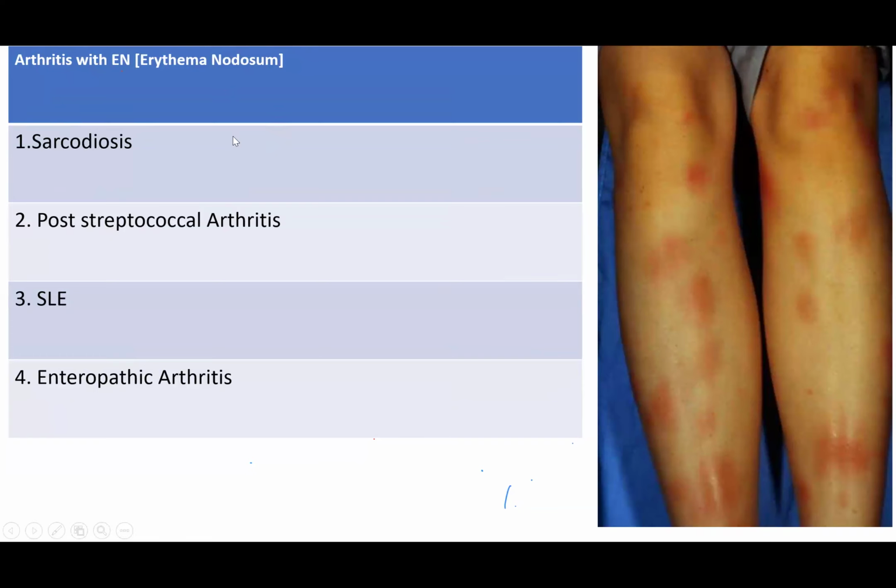So the common differentials are your sarcoidosis, TB. Post-streptococcal arthritis is much more common than sarcoidosis. Lupus can have erythema nodosum, and enteropathic arthritis like Crohn's or ulcerative colitis can also have EN rashes. These are extremely tender, erythematous, and have an elevated appearance. When you biopsy them, you will see panniculitis. Panniculitis is basically an inflammation of subcutaneous fat.